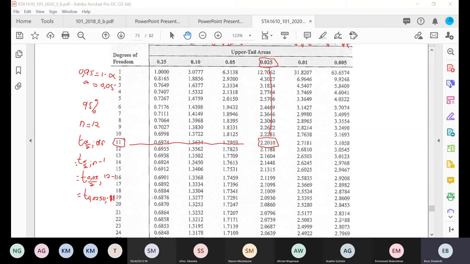I'm going to give you 2 or 3 minutes. Find the critical value where n is 6 at a 99% confidence interval.